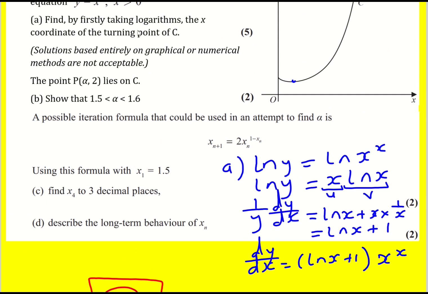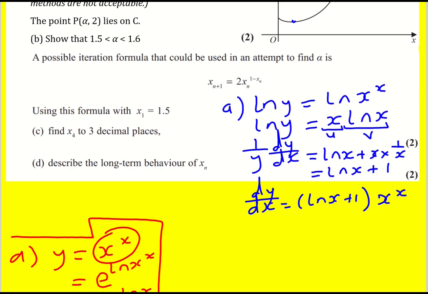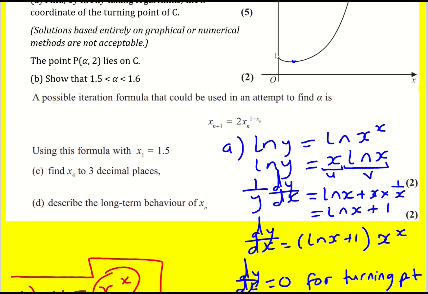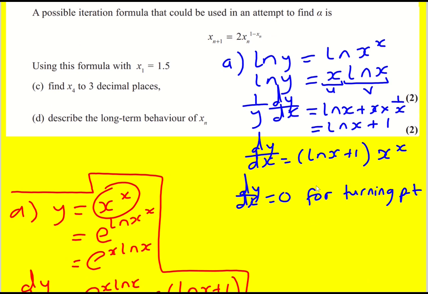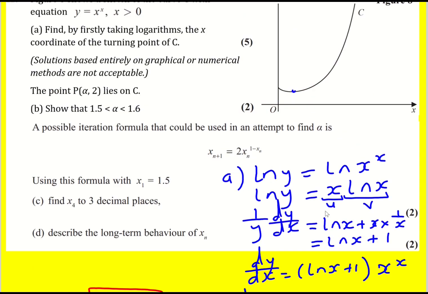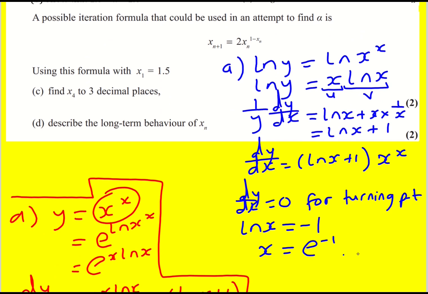So we've got a result, but we're actually asked to find the turning point. So that's when dy by dx, of course, is 0. Now x to the x, we can see for these values is never 0. So we can just ignore that. It's going to be when ln x is equal to minus 1, or ln x plus 1 is 0. And that means that x is going to be e to the minus 1. And we're only asked, I think, for the x-coordinate, so that is it, e to the minus 1 or 1 over e.